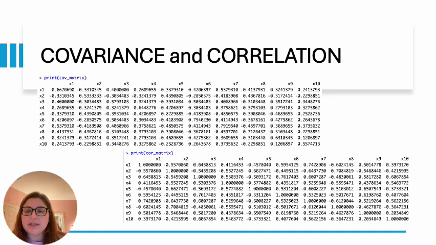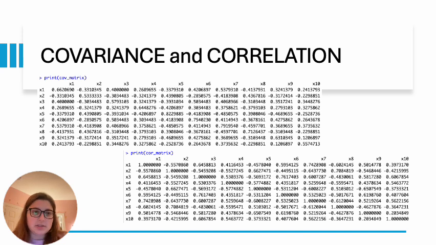So let's first look at the diagonal. We do see all positive covariances, and the higher the variance, the more spread out the values are going to be for that variable. Then if we look at the off diagonal covariances, we do see some negative values sprinkled about.